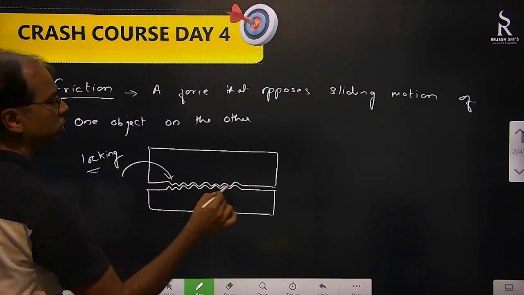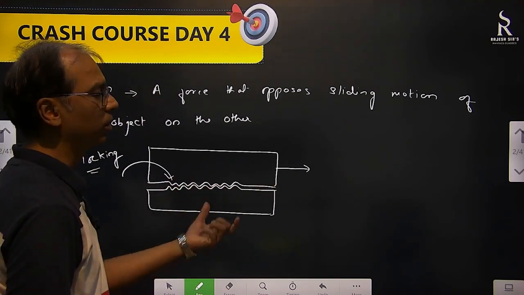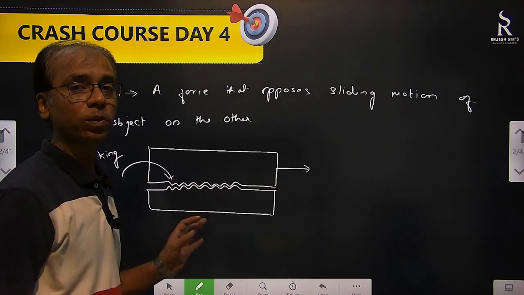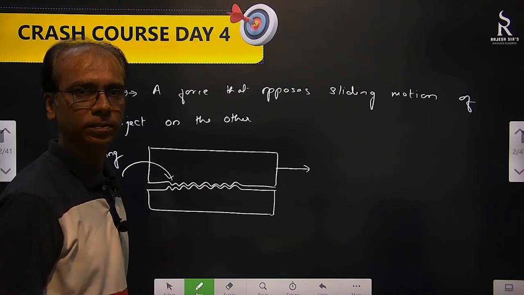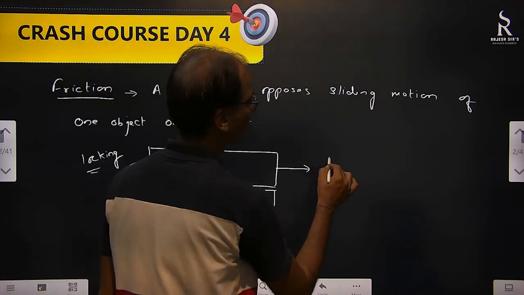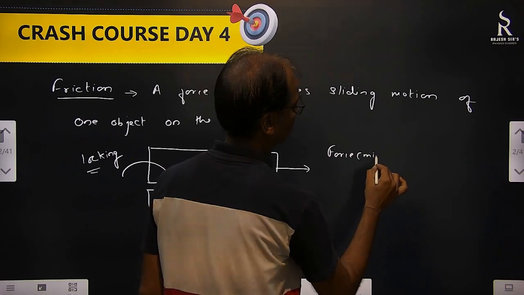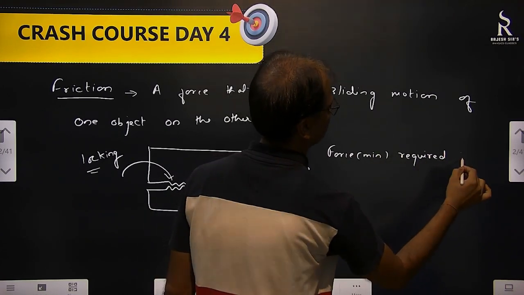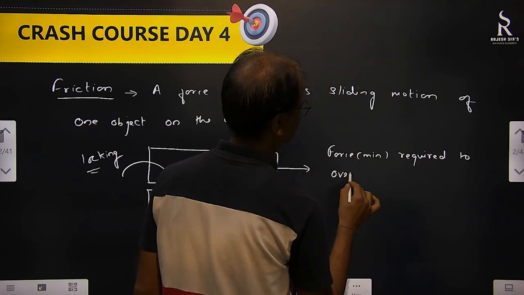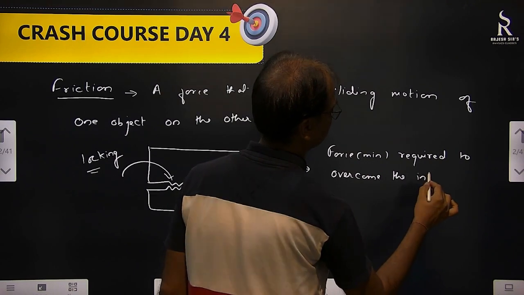So when you are going to push this one here, what it has to do? It has to overcome this locking first. So the force required to overcome the locking, we call it friction. Okay. Force, or minimum force required to overcome the locking or interlocking is friction.